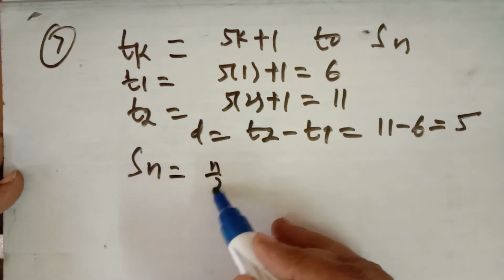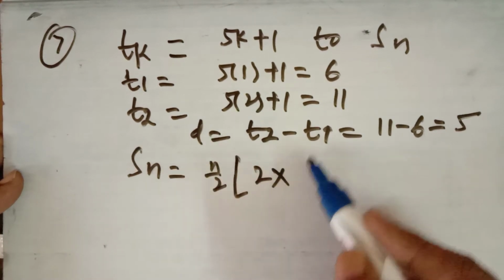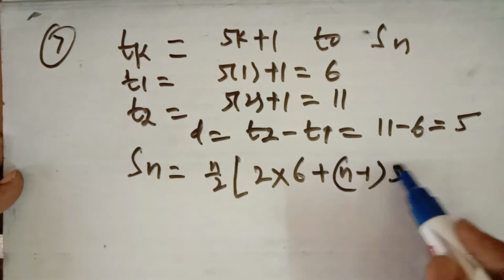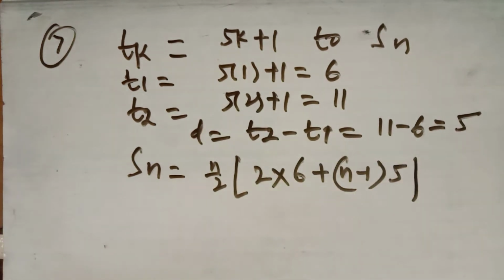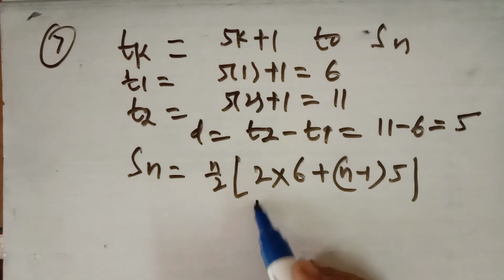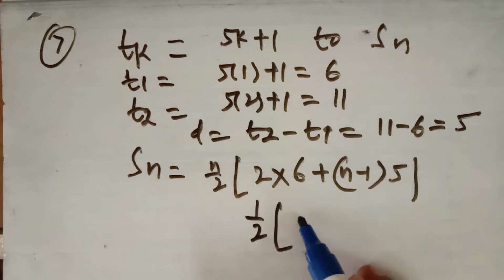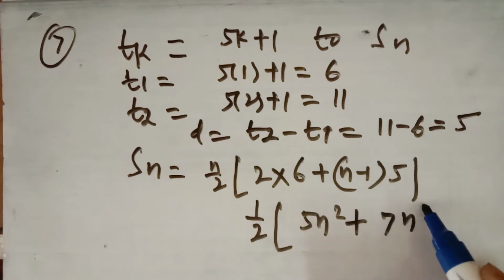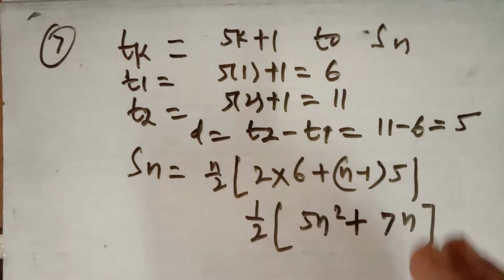Sn will be n by 2 into [2a plus (n minus 1) into d], where a is the first term and d is the common difference. So this is question number 7, and the answer you have to write comes out to be n by 2 into (5n plus 7), that is, (5n square plus 7n) by 2, the sum of the first n terms of an arithmetic progression whose general term is given.